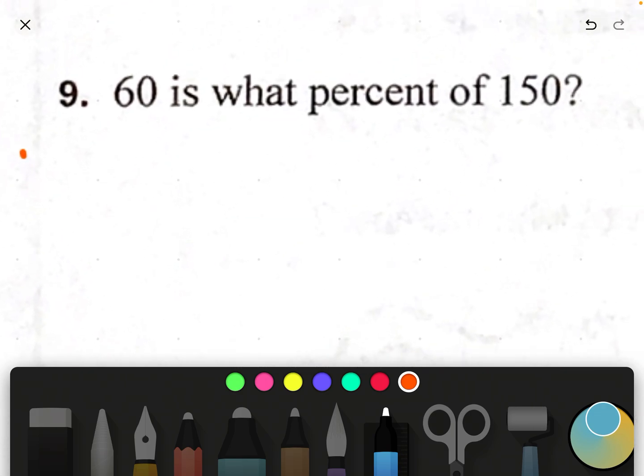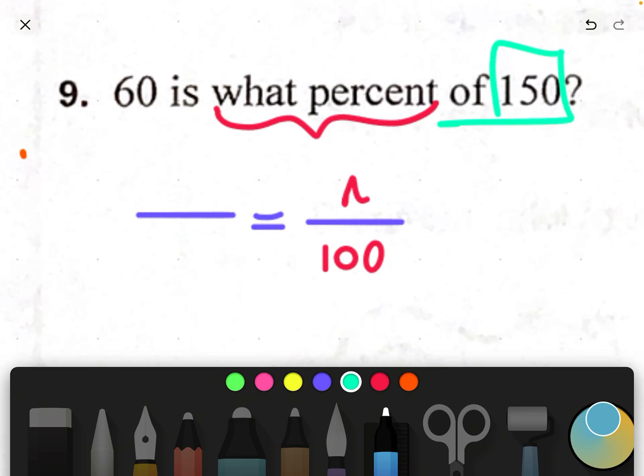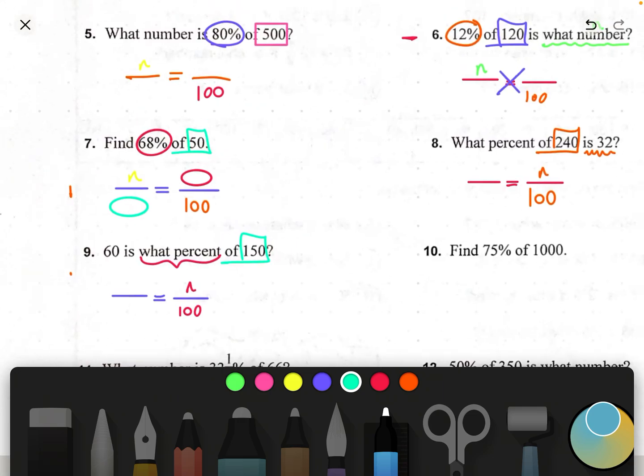Number 9. 60 is what percent of 150? So when you have your skeleton, what is my percentage? Don't know. That's what we're going to look for. That's where my variable is, right? Of 150. My denominator, 60 is. Now, this one I would reduce, right? If you have a certain fraction where you can chop off your zeros, go ahead. And then I can look to go across the river, up and down the ladder, whatever I need to do.